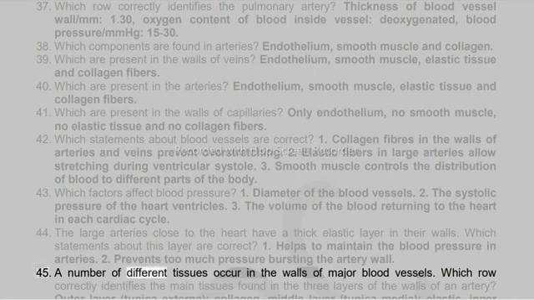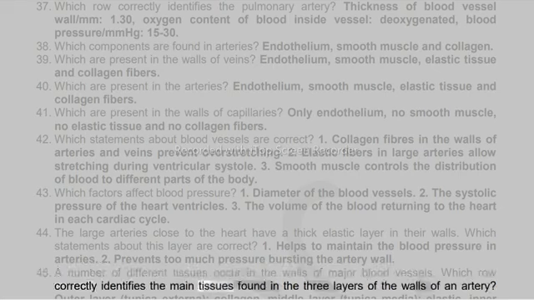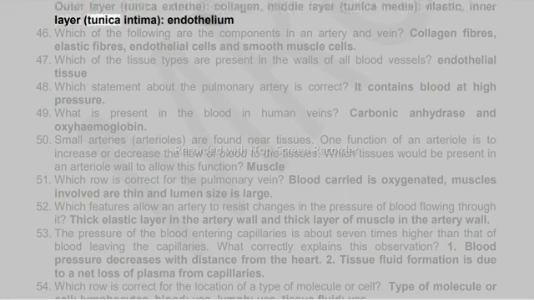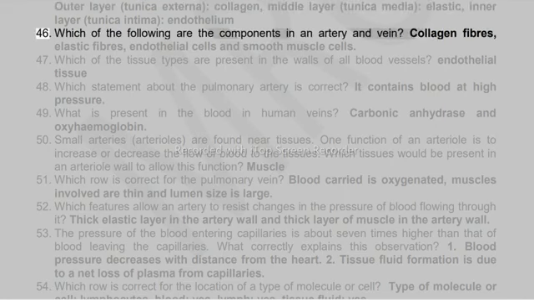34. A number of different tissues occur in the walls of major blood vessels. Which row correctly identifies the main tissues found in the 3 layers of the walls of an artery? Outer layer, tunica externa, collagen; middle layer, tunica media, elastic; inner layer, tunica intima, endothelium.